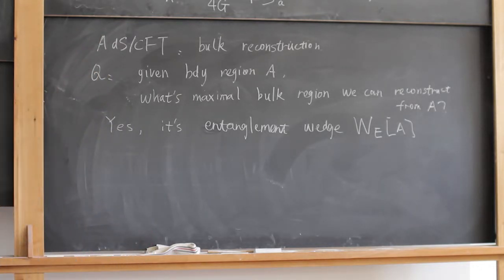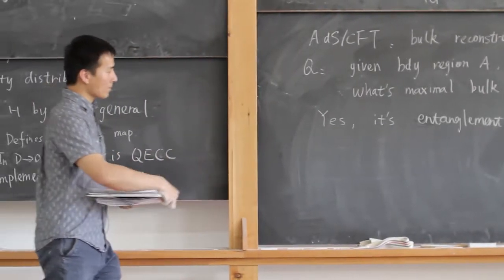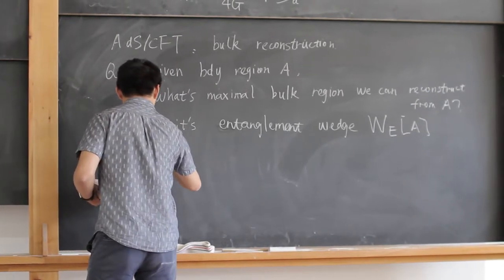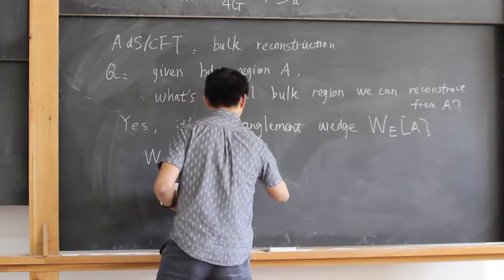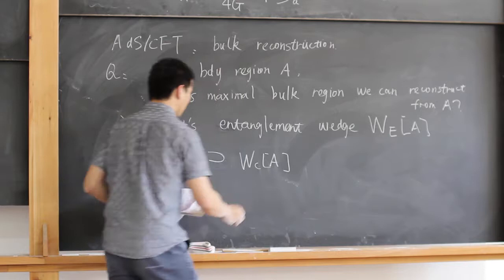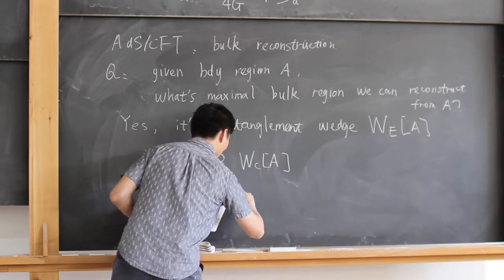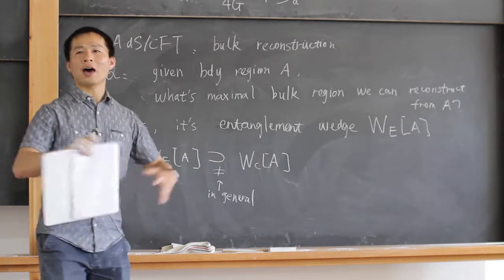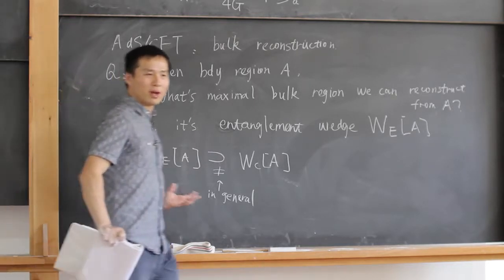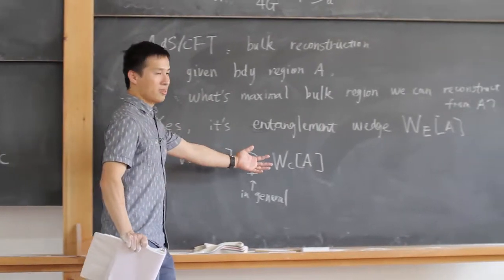But on the other hand, we should be a little surprised because what this means is that the entanglement wedge in general contains the causal wedge for the same region. And in general, it's not equal. By that, I mean they're equal in special cases, very symmetric states, very symmetric regions. But besides those very special cases, in almost all other cases, they're not equal. The entanglement wedge contains more spacetime region, bigger volume, if you like, than the causal wedge.